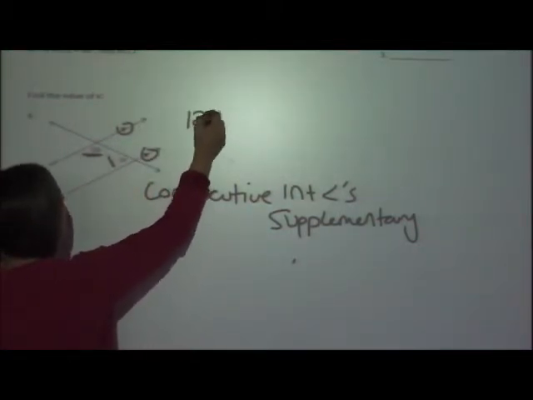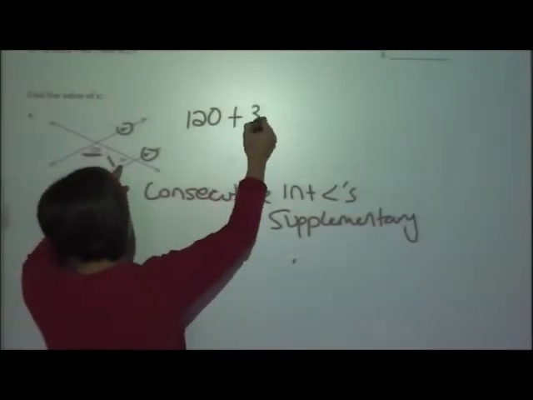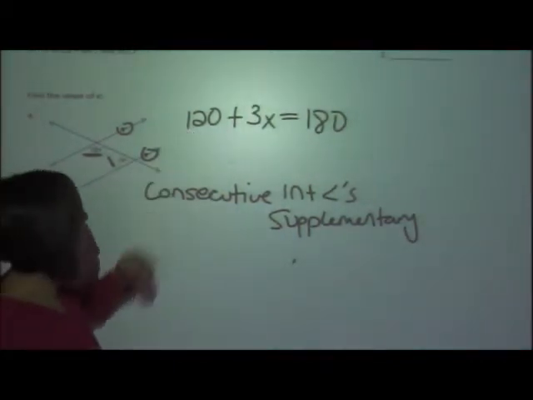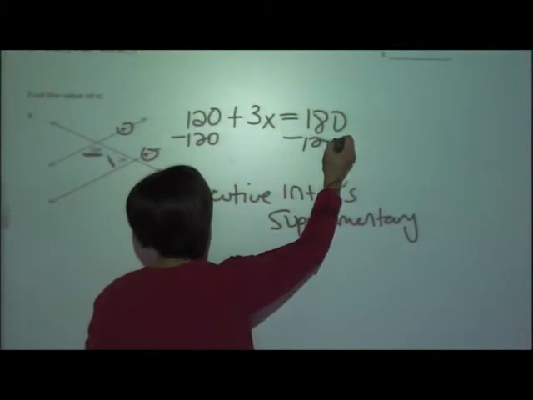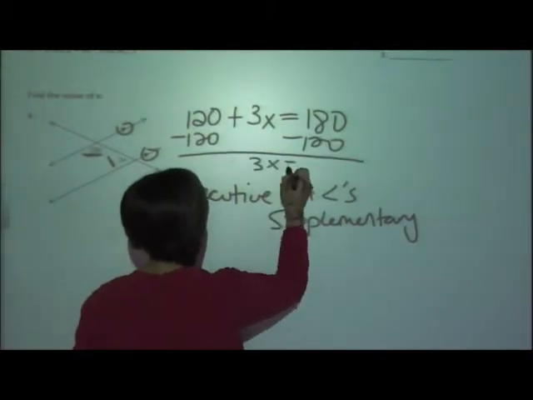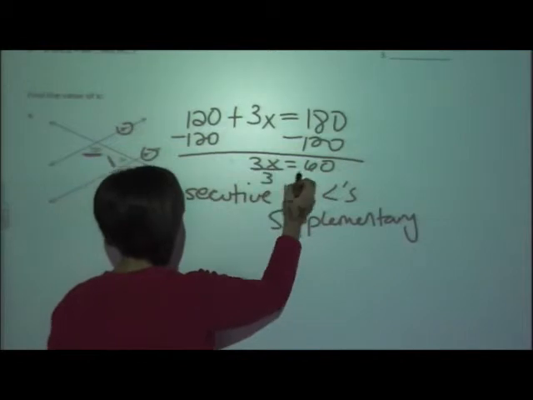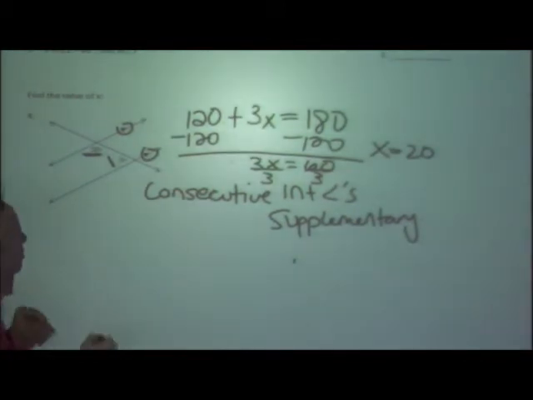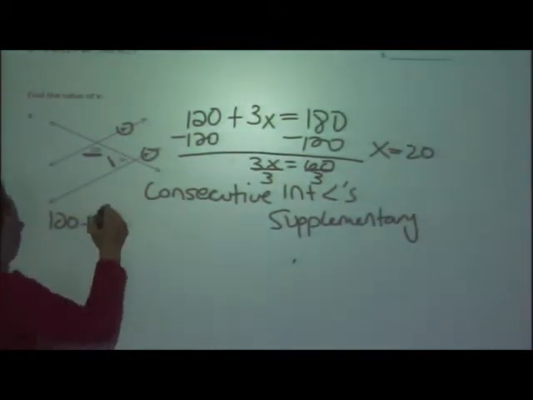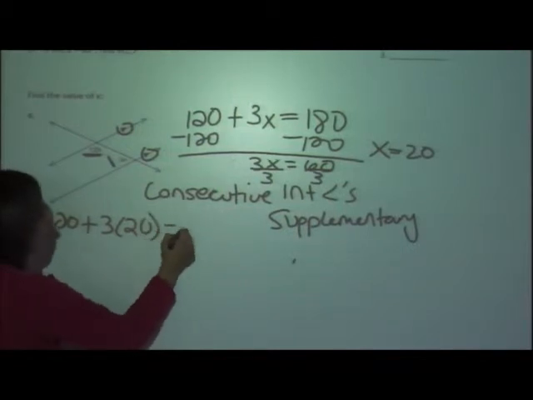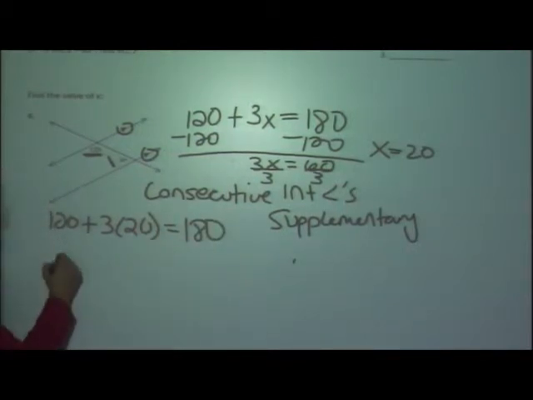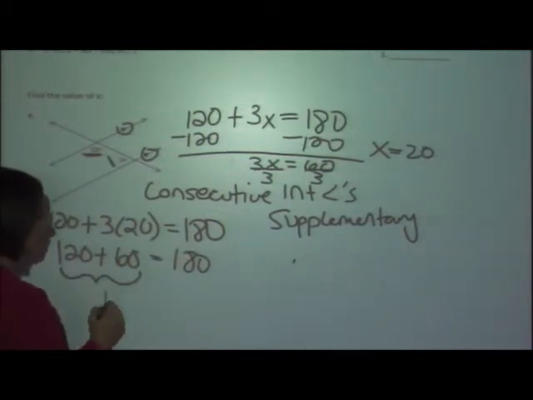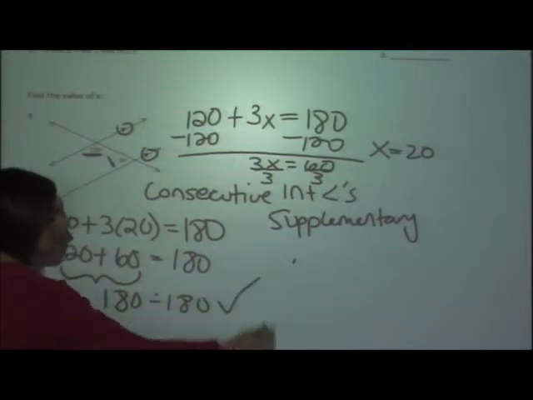So this angle 120 plus this angle 3x are going to equal 180 degrees. They're supplementary. Subtract my 120 from both sides. So I get 3x equals 60. Divide by 3. So I get x is 20. I'm going to plug that x back in to make sure I did it right. 120 plus 3 times x, which was 20, should equal 180. 120 plus 60 is 180. So I did this correctly.